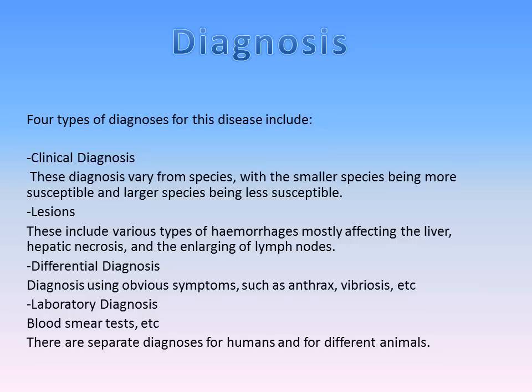And also lesions are one other type of diagnoses. These include various types of hemorrhages, which mostly affect the liver, hepatic necrosis, and then the enlarging of lymphatic nodes. There's differential diagnoses, and these diagnoses include obvious symptoms such as anthrax, vibriosis, etc., and it's a very long list. And there's laboratory diagnoses, so you basically look at the blood smear tests, and even you can look at the liver.